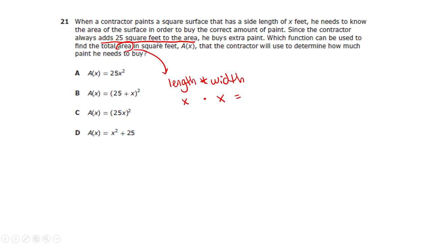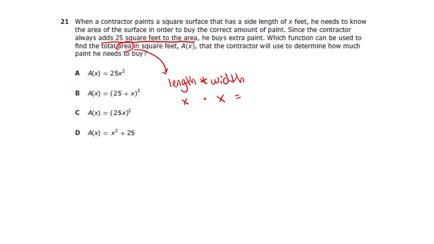Well, they're talking about a square surface. So you have to remember how to find the area of a square. And since the only thing we're given is the side is x feet, you would have to multiply x times x. So that is the first thing you need to do. Then you need to do this part where it says adds 25 feet to the area. So after you multiply x times x, then you need to do the adds 25 feet to the area. And then just tell me what that means.